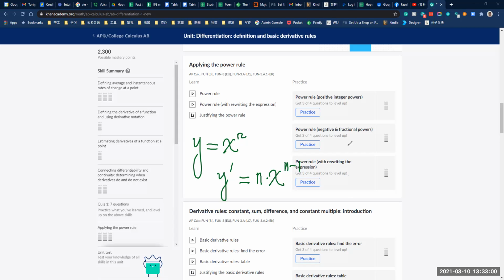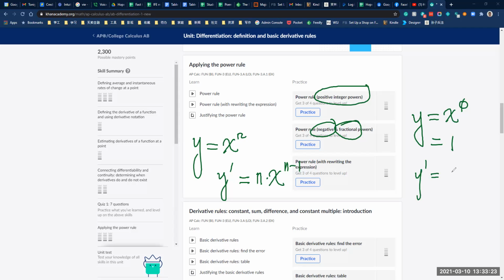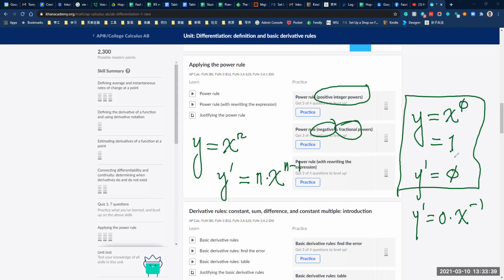Now this one works not only for the positive integers, it also works for the negative integers and also fractions. The only exception is y equal to x to the zeroth power, which is 1. Only it's constant, so y prime will be 0. Or you can think of this as y prime is 0 times x to the minus 1, and that will, of course, give you 0. But what's going on is really this: because x to the zeroth power is a constant, the derivative of a constant is 0. So that's kind of the only exception.